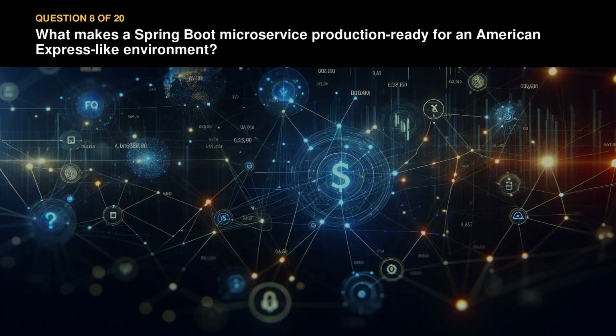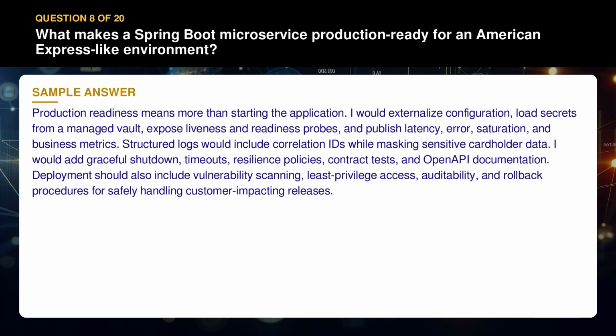Question 8. What makes a Spring Boot microservice production ready for an American Express-like environment? Production readiness means more than starting the application. I would externalize configuration, load secrets from a managed vault, expose liveness and readiness probes, and publish latency, error, saturation, and business metrics. Structured logs would include correlation IDs while masking sensitive cardholder data.